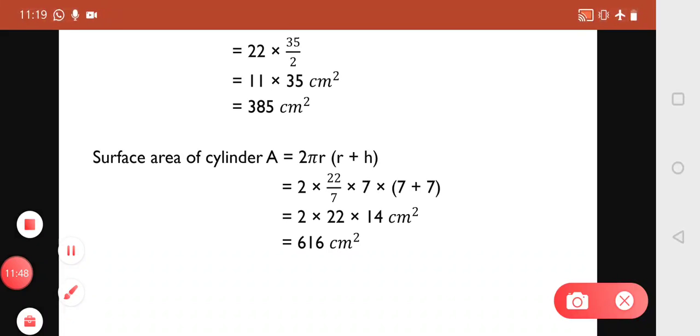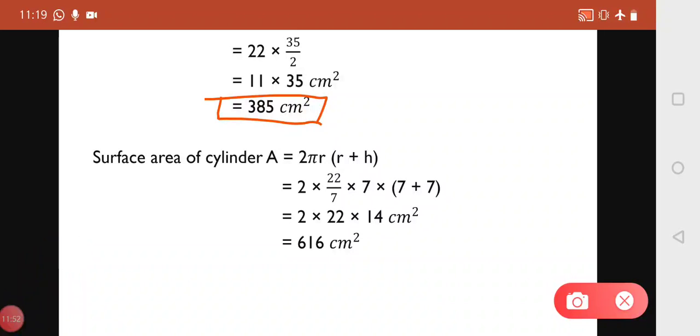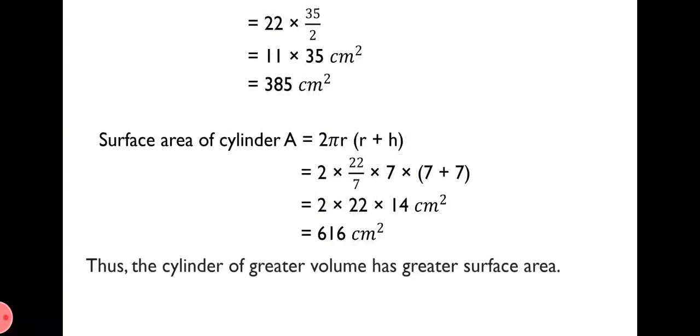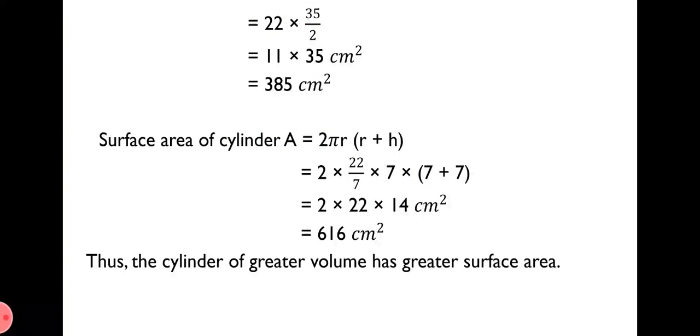Now you can see that cylinder A is having this much surface area and B is having this much surface area. So yes, we can say that the cylinder which is having greater volume will have the greater surface area. Thus the cylinder of greater volume has greater surface area. Now let's solve the next question.